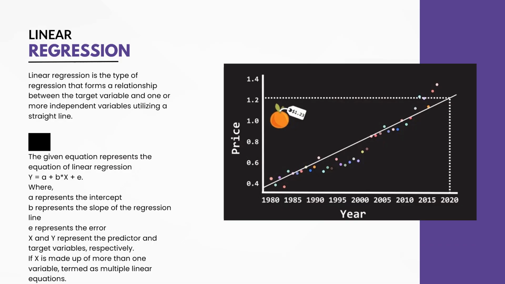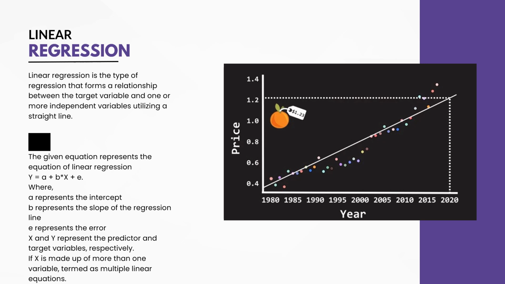First is linear regression. In linear regression, the best fit line is achieved utilizing the least squared method, and it minimizes the total sum of the squares of the deviations from each data point to the line of regression. Here, the positive and negative deviations do not get cancelled as all the deviations are squared. Linear regression is a type of regression that forms a relationship between the target variable and one or more independent variables utilizing a straight line.